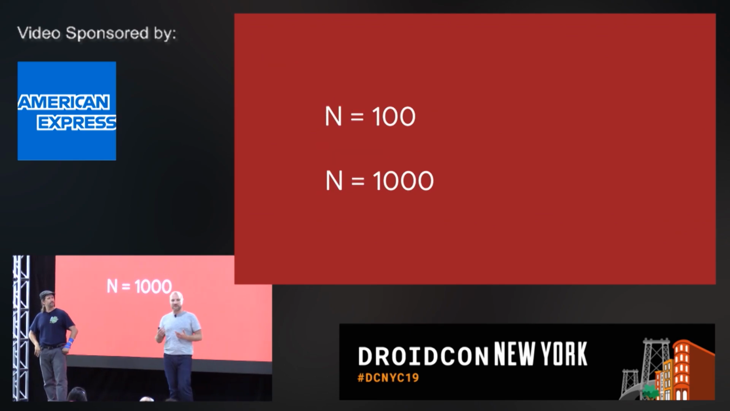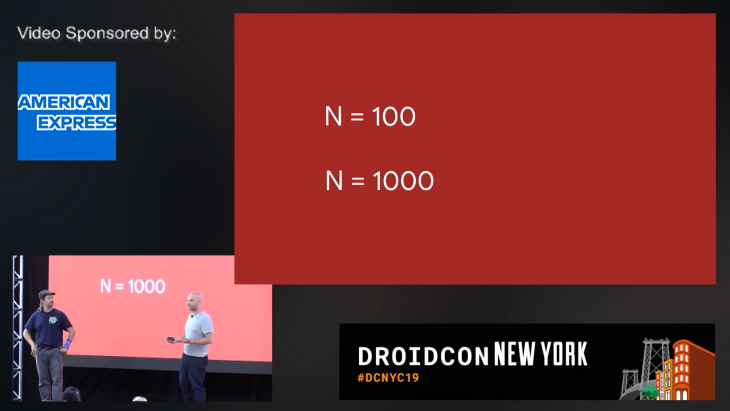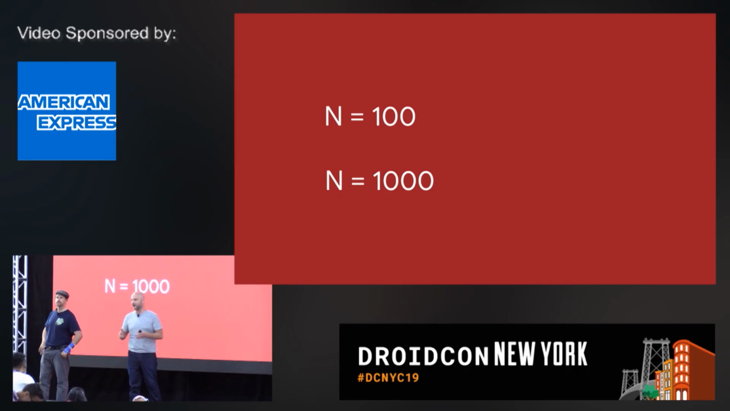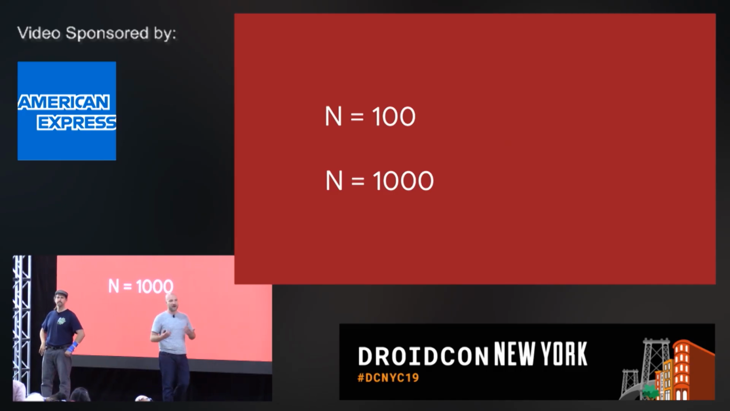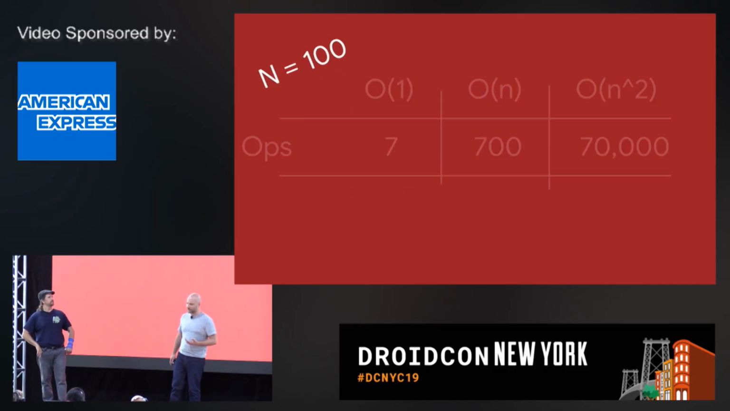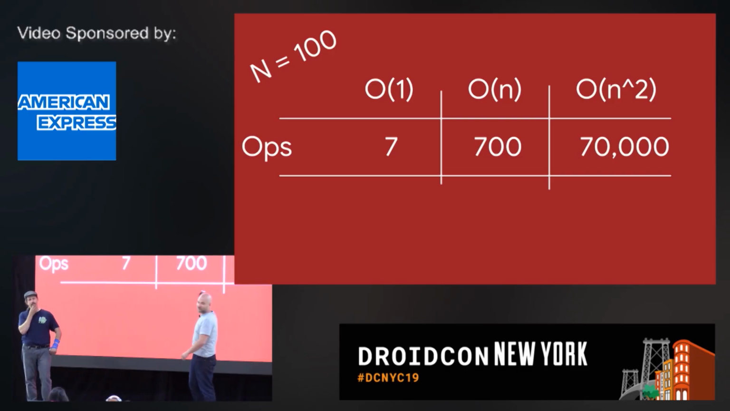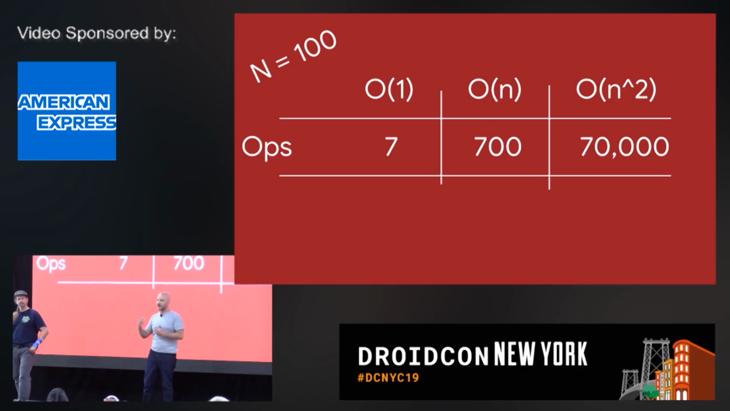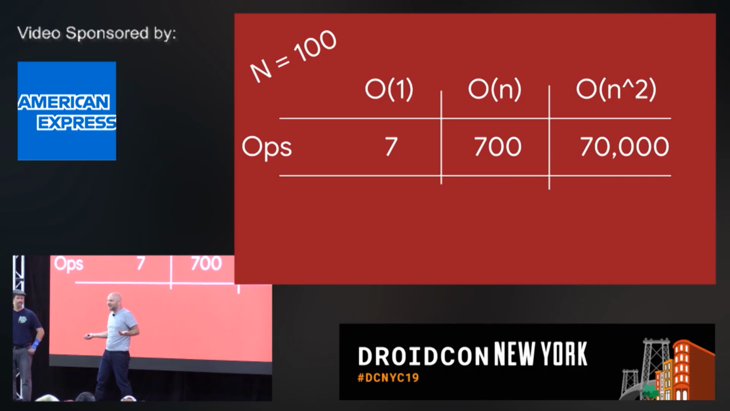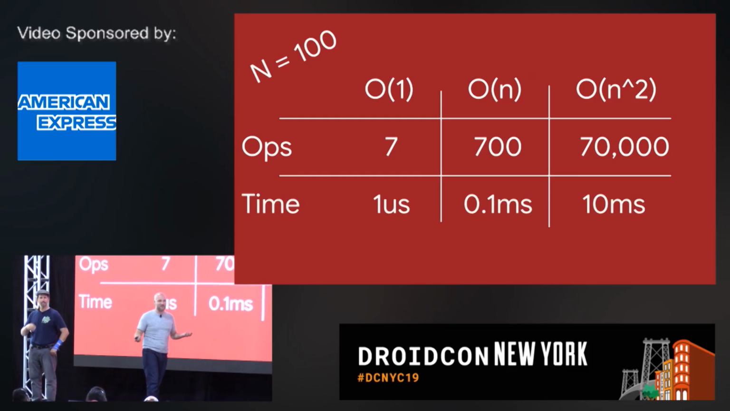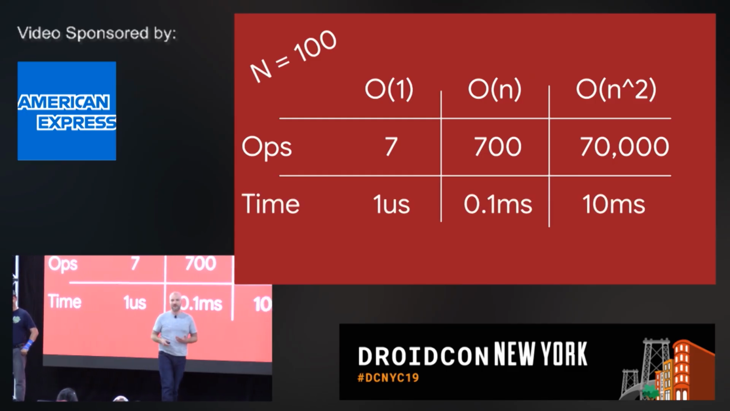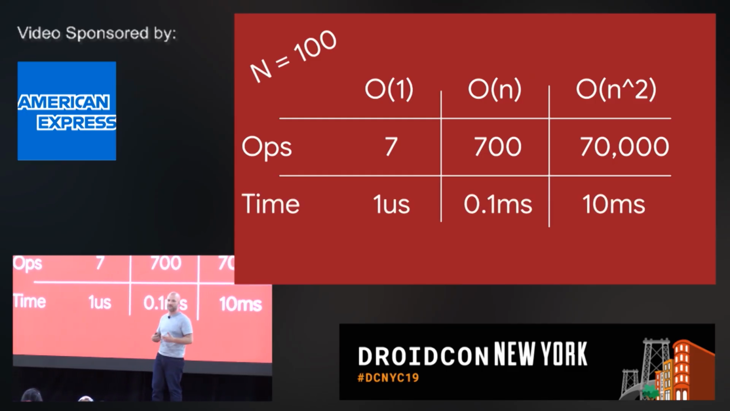One of the reasons this doesn't work very well is that the size of the data set we work with is typically very small in Android. We're typically dealing with 100 or 1,000 elements. If we look at big O, this 7 becomes 70,000 very quickly as we go up to an n-squared algorithm. But if we turn that into time, that's only 10 milliseconds for some realistic operation, which is a totally reasonable amount of time for the user to wait.